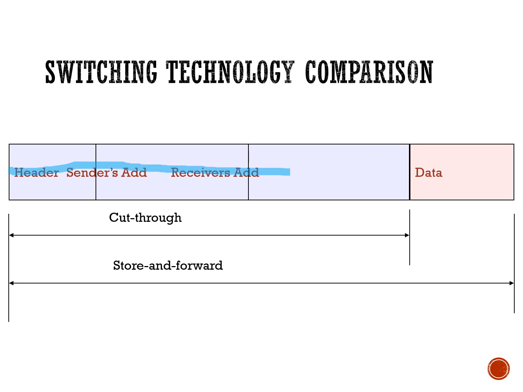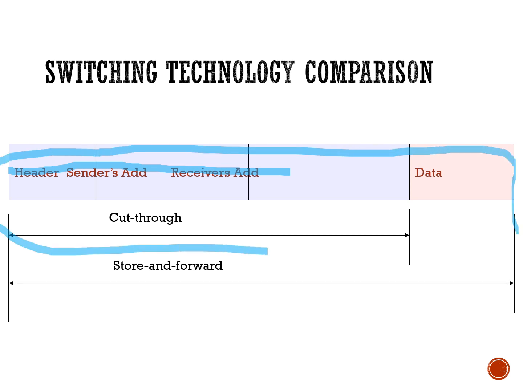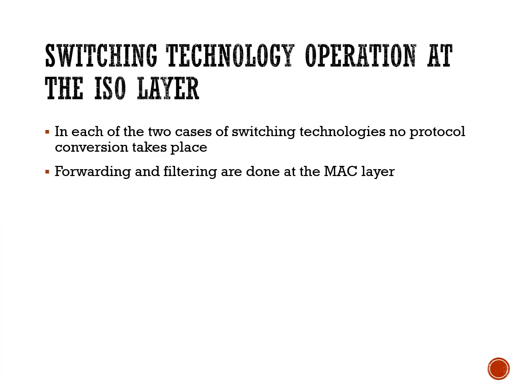But in case of store and forward, the whole of the header, sender's address, receiver's address plus data is stored and then it is moved further. It completely goes into the store and forward and then it is forwarded further. Switching technology operates at the OSI layer and it uses MAC addresses, so it operates at the data link layer of the OSI model. And the sublayer of the data link is the MAC layer.